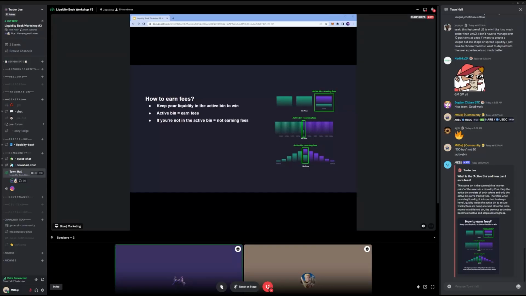That means traders are coming along, swapping liquidity out of that pool, or putting liquidity in and out. And you, as a liquidity provider, if you have your liquidity in the active bin, as liquidity is being swapped around, you're taking a percentage of that fee that is distributed amongst liquidity providers. That is how you earn.